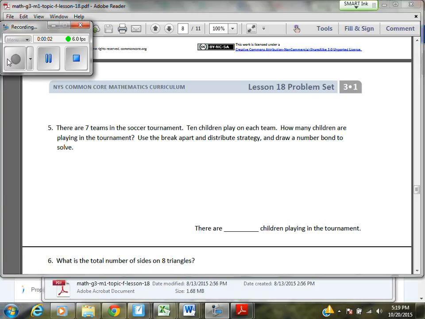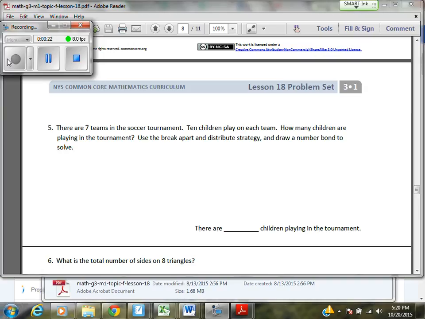This is homework example lesson 18, number 5. It says, there are 7 teams in the soccer tournament. 10 children play on each team. How many children are playing in the tournament? Use the break apart and distribute strategy and draw a number bond to solve.